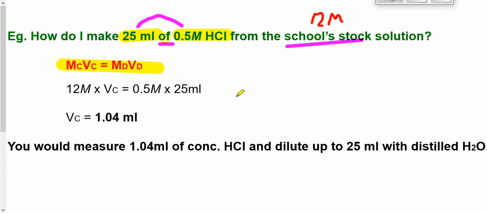Now, rearranging to solve for the volume of the concentrate, I'll go 0.5 times 25 divided by 12. I'm going to get 1.04 mils. I know my answer for my volume here will be milliliters because it was milliliters on this side. So what I would do is I'd measure my 1.04 mils of concentrated HCl, and I would dilute it up to 25 mils with distilled water. Remember, my solutions are always my total combined volume.